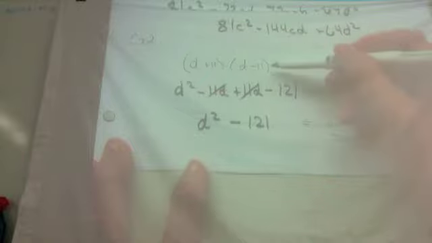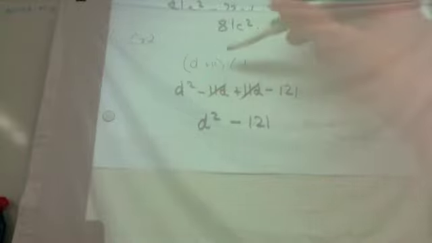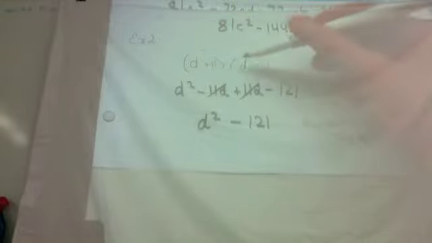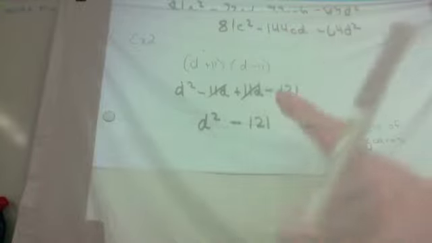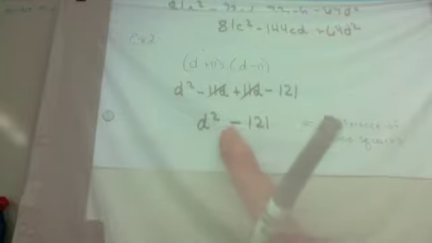When you multiply conjugates of each other, conjugates are where you have the same variable and the same constant, only they're different. The difference is the signs. One's a plus and one's a minus. The inner terms always cancel, and I'm left with what we call the difference between two squares.